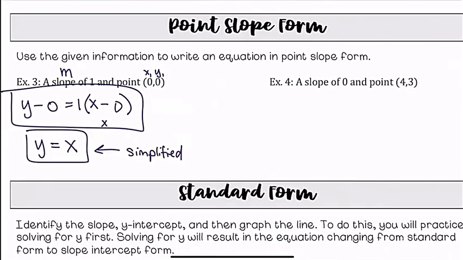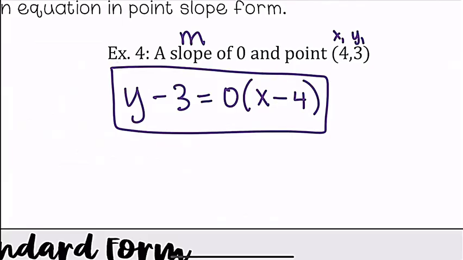Okay, see if you can give number 4 a go. So pause and then come back when you're ready to check it. Welcome back. Here we go. So we got y minus 3, or y minus y1, equals m times x minus x1. So 0 times x minus 4.